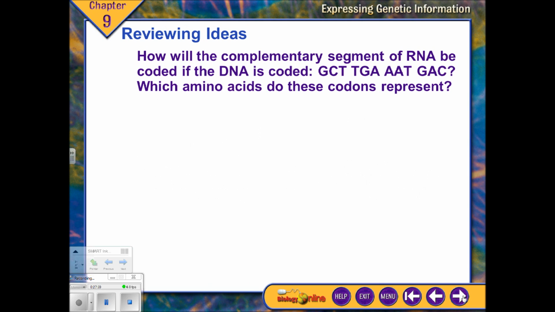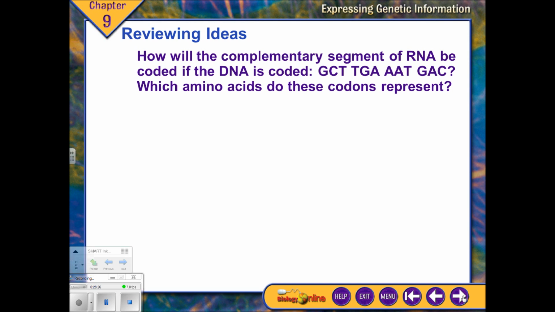Okay, so we are going to stop after this couple little review items. I want you guys to do this right now. So write it down. How will the complementary strand of RNA be coded if the DNA is coded? So right now, write down your messenger RNA strand. Quickly. Just put it anywhere. I don't care. If you could see it, you could see it. So I want you to make messenger RNA.